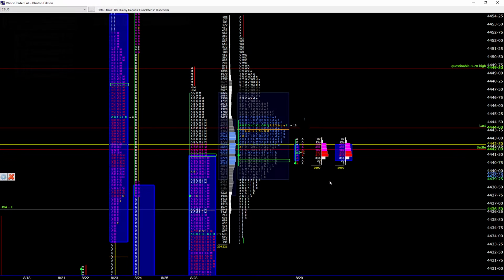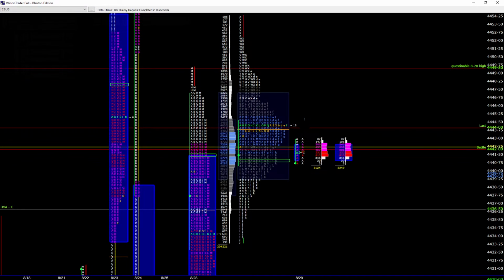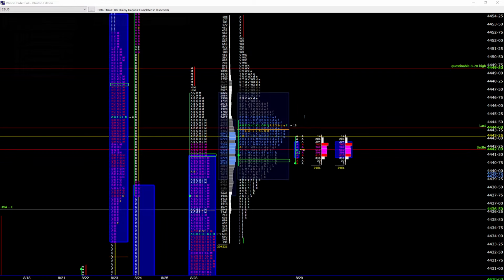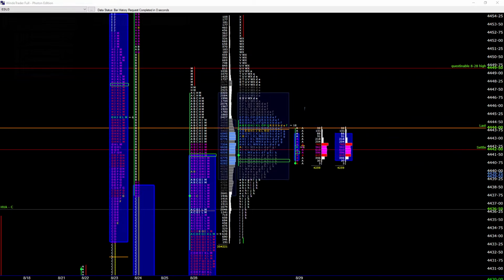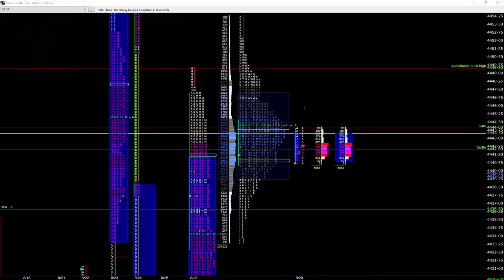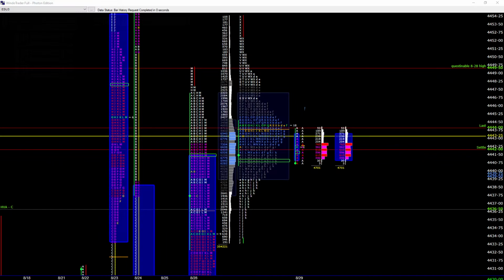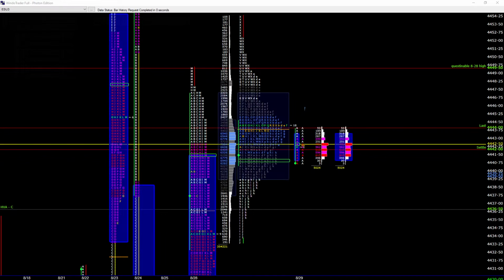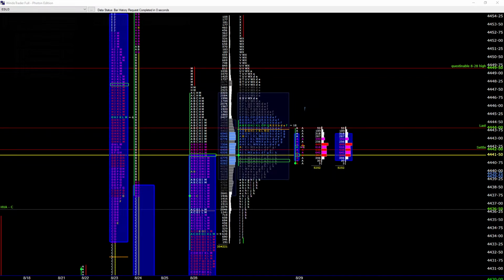Really low volume here. How much is the VIX though? Let's see, how much is the VIX? Oh, 14. No way. 14. Well, the VIX is at 14 again. No freaking way. Oh, okay.